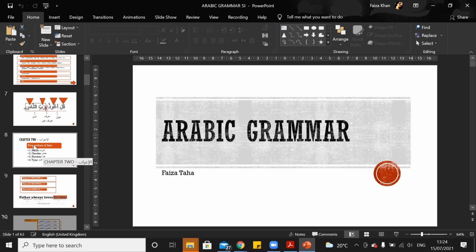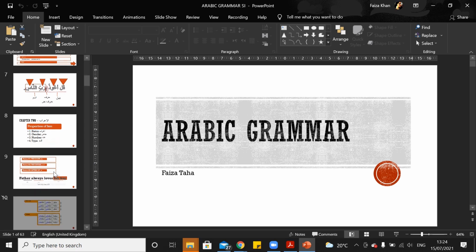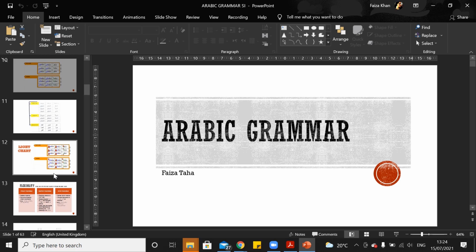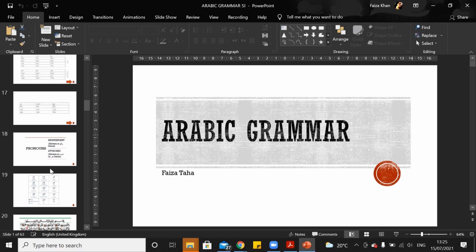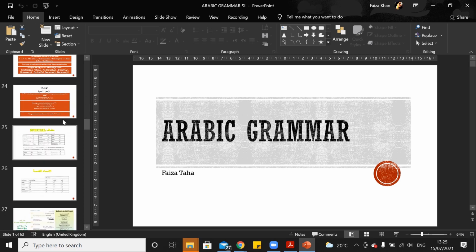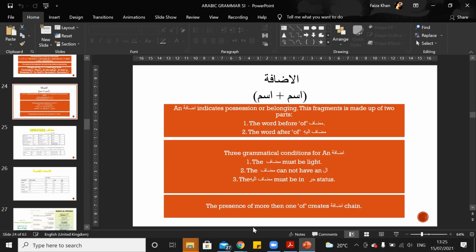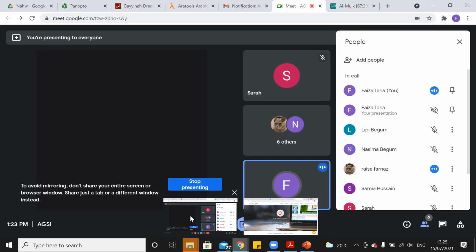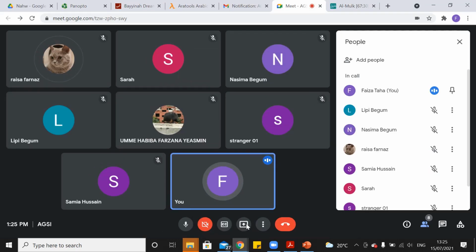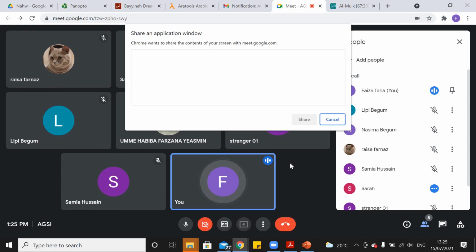But there is a type of fragment that has an of in it, where there is a word before of and there is a word after of. The word before of is called mudaf, and the word that comes after of is called mudaf ilayh. So from your previous knowledge, who can tell me what should be the status of mudaf ilayh? It is coming after of, so jar status. It should be in jar status. Very well, very well. Who answered that? Sister Sarah, very well done.